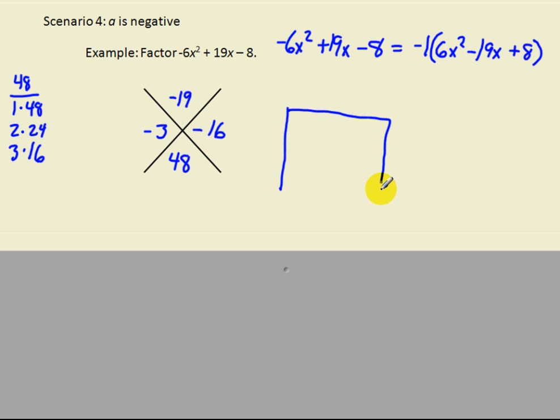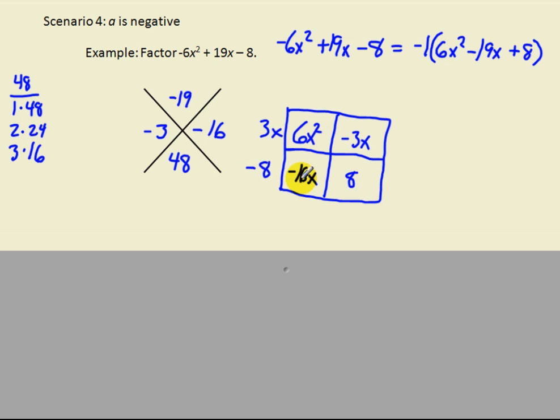So then we make our box, and now look at the trinomial that we get after factoring out the negative 1. So we have 6x squared plus 8 here, and then we have a negative 3x and a negative 16x. Okay, so 6x squared, negative 3x, we can factor out a 3x there, positive because this term is positive. Negative 16x and 8, we can factor out negative 8, negative because the box closest to the term is negative.